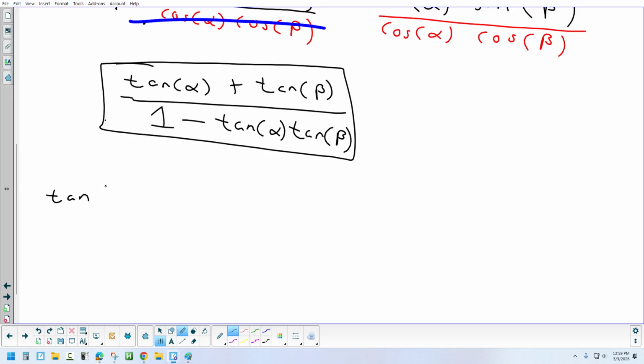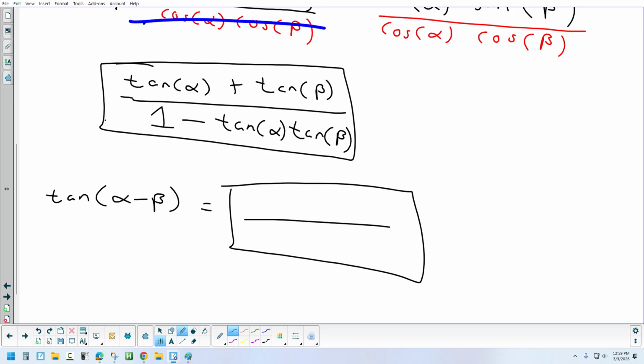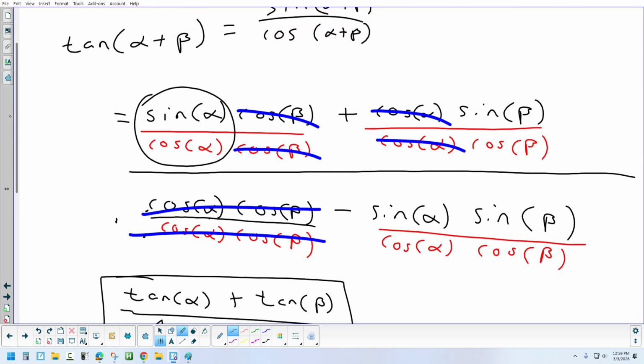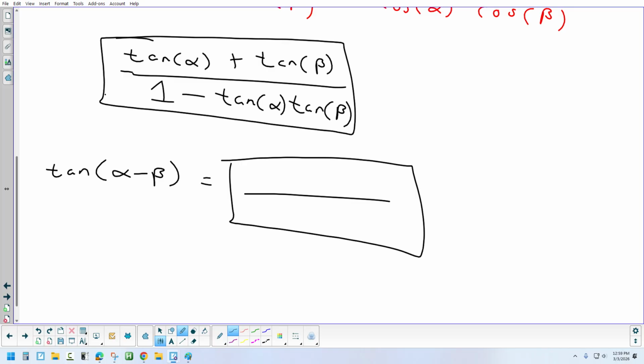Now, not a big change, and we're not going to have to go through the whole thing again. What do you think the difference would be if we had tangent of a difference instead of tangent of a sum? What do you think would change in the top? Yeah, the signs would just switch. So the top would become a minus, and the bottom would become a plus.